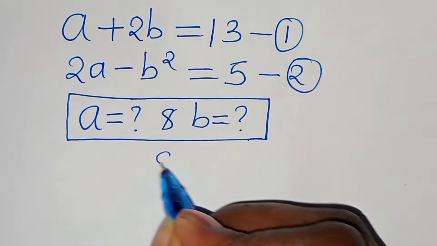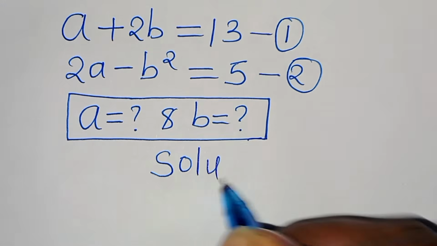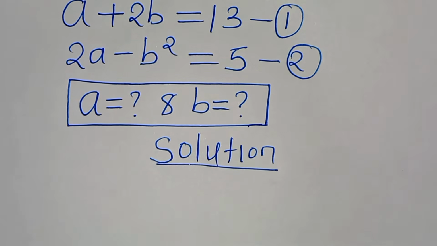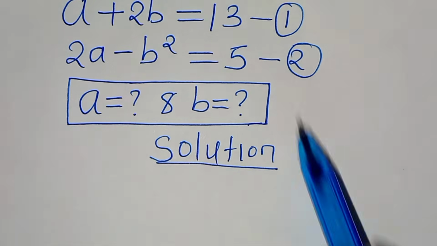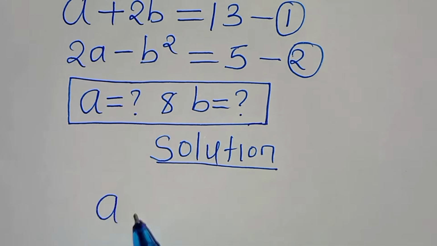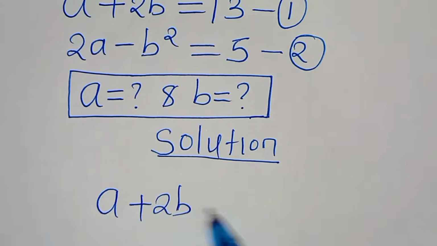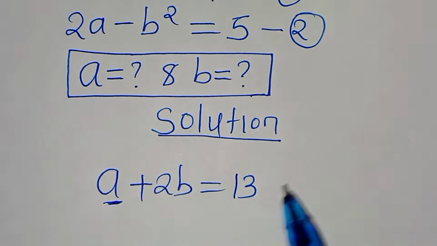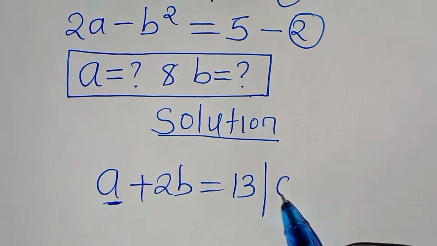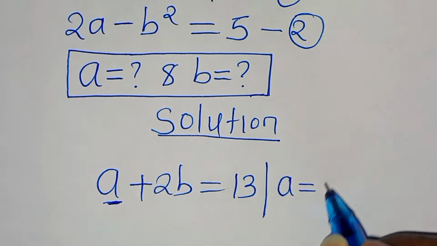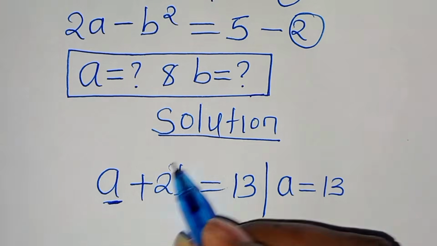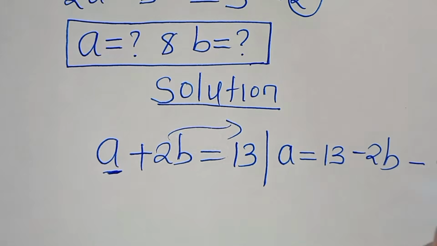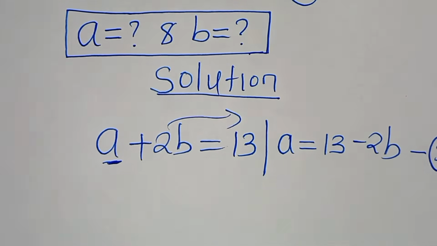Now let's provide a solution from here. Now we have that from equation 1, which is a plus 2b, this is equal to 13. Let's make a to be the subject of the formula in this case, so that we have a is equal to 13 subtract 2b. So let's call this equation 3.